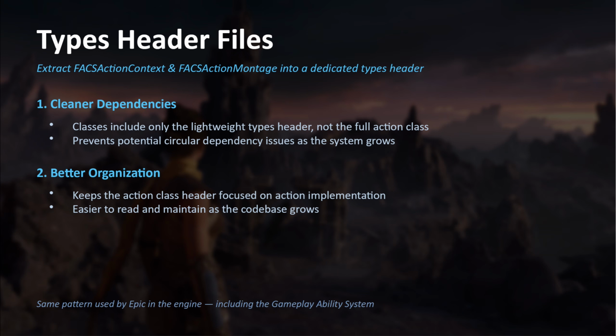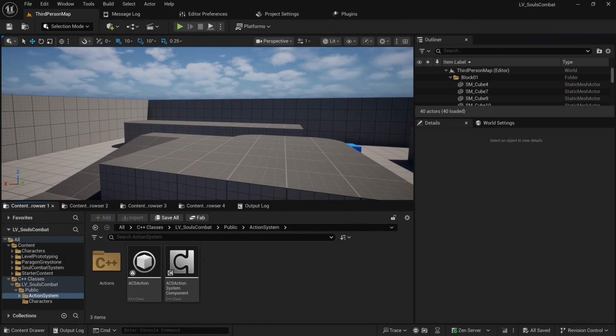The second benefit is that it keeps our action class header focused on the actual implementation, making the code easier to read and maintain. This is the same pattern Epic uses in the engine code and for systems like Gameplay Abilities. It's a simple practice that makes larger systems much more manageable, which is why we are going to take advantage of this practice. So let's go ahead and create our types header by creating a UObject class within the editor.